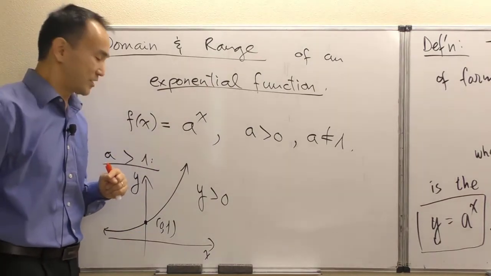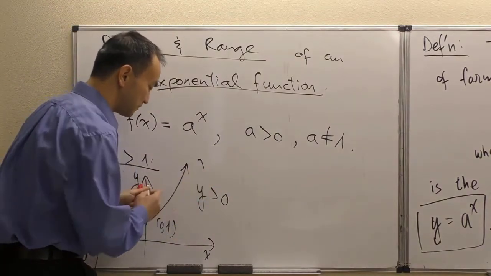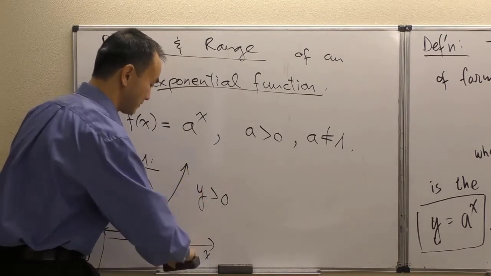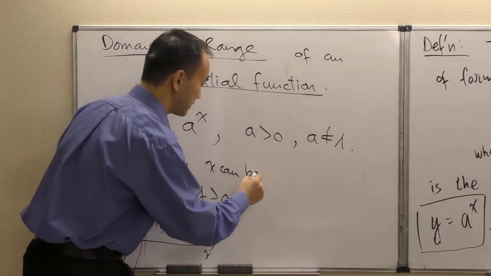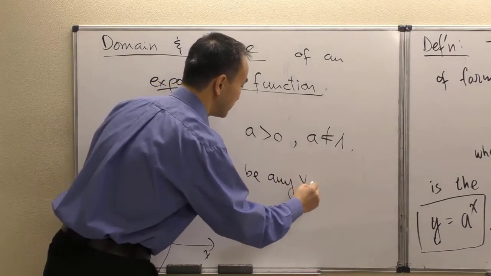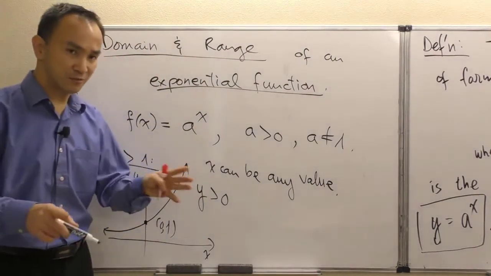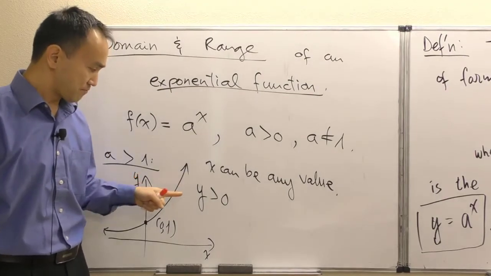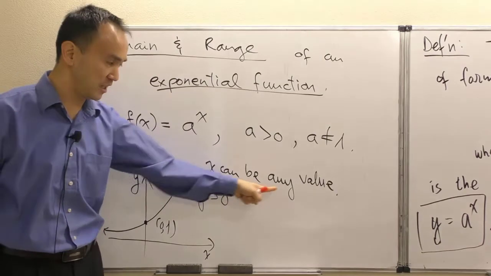All right, so now that's the output. The input x can be any value. All right, and so now I'm just verbalizing it without putting it into a formal understanding yet. So output has to be strictly positive, but the input x can be any value.